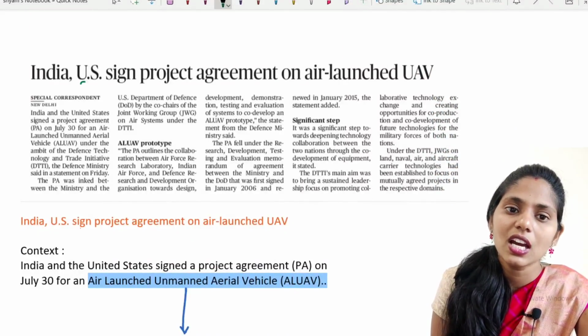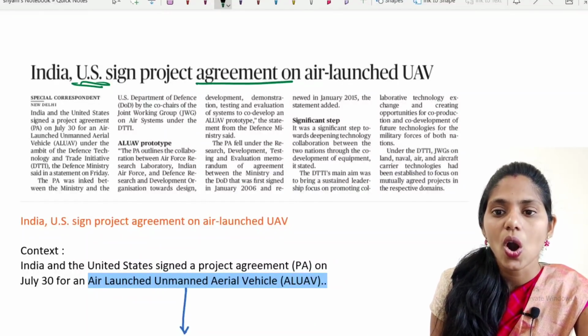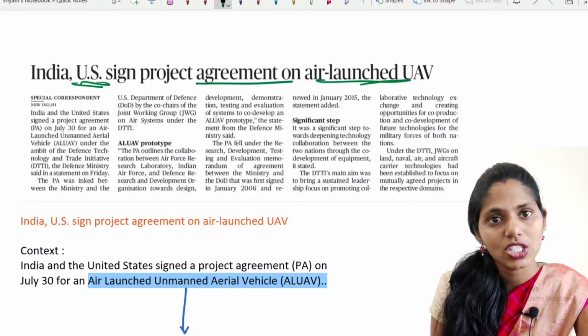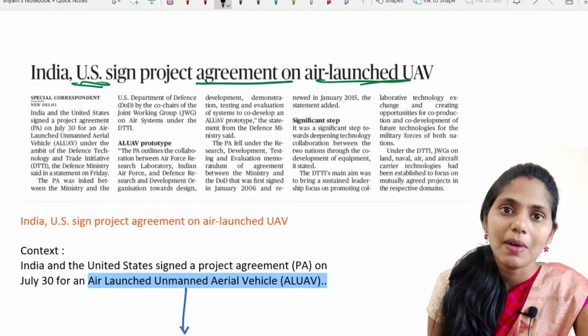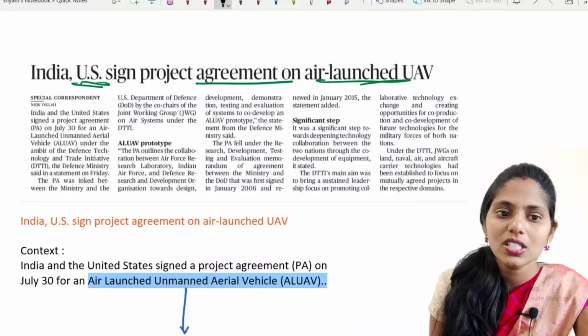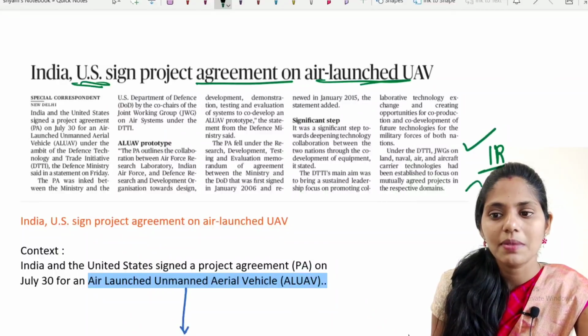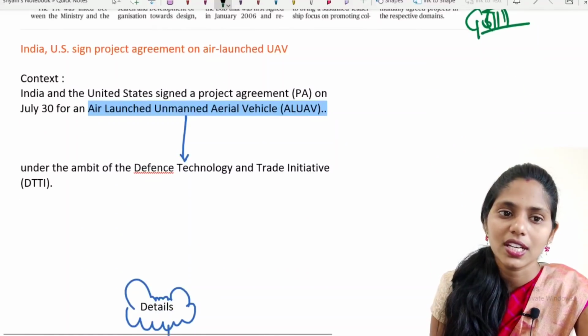The title says India-US signed project agreement on air launched UAV, that is about the relationship between India and the US regarding these unmanned aerial vehicles. So this article will be important from your international relations, which comes under GS paper 2. So now let's try to see this topic in great detail.